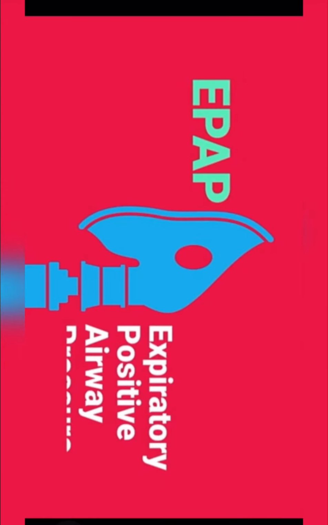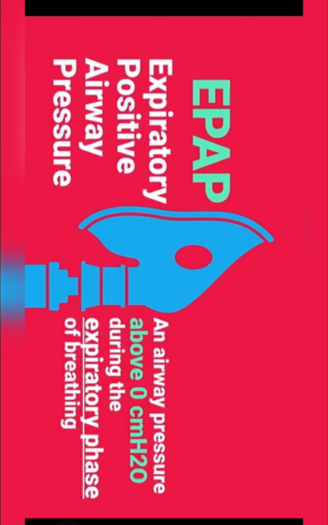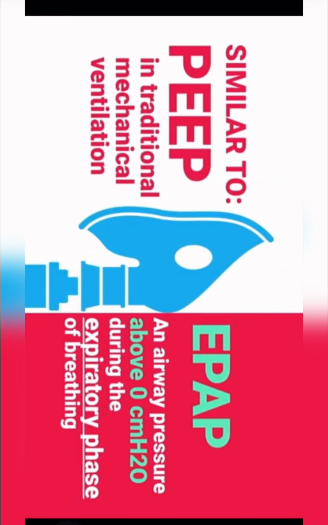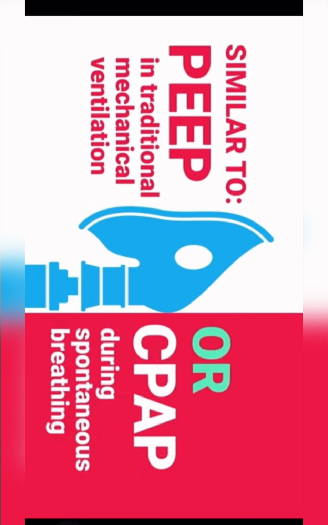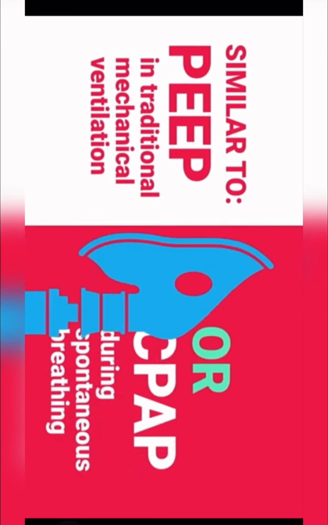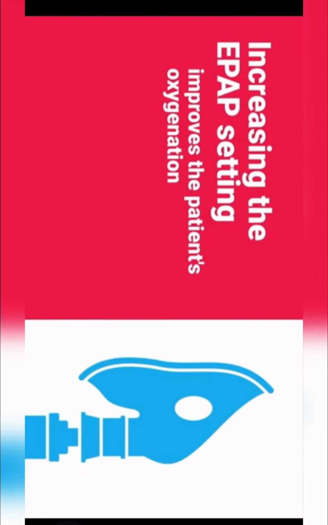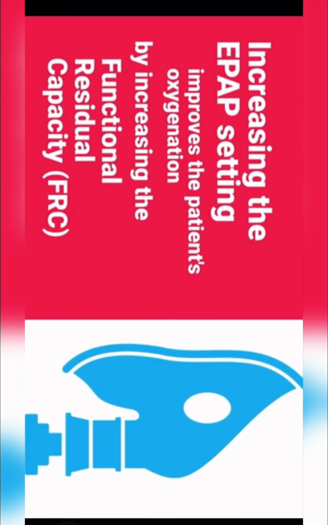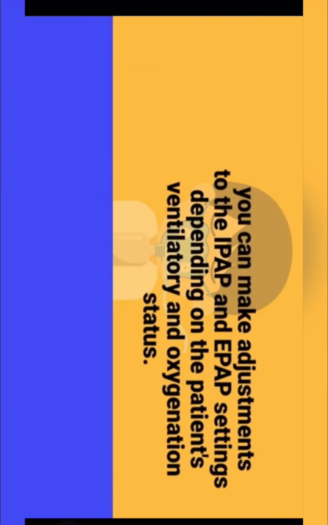EPAP, on the other hand, stands for expiratory positive airway pressure. It's an airway pressure that is above zero during the expiratory phase of breathing. It works similar to the PEEP in traditional mechanical ventilation, or CPAP, or PAP during spontaneous breathing. Increasing the EPAP setting improves the patient's oxygenation by increasing the functional residual capacity.